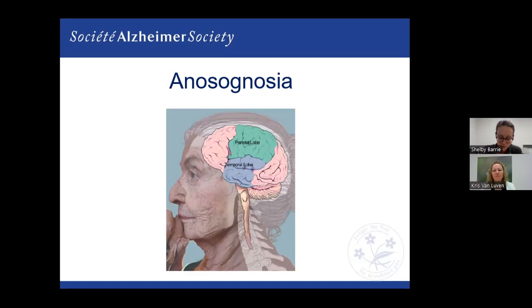So oftentimes, we may hear care partners or family members say that the person with dementia is in denial, or they're not accepting their diagnosis or the changes that are happening with them, when in fact the lack of awareness or insight may be related to anosognosia and may not necessarily be denial, as the person once thought.